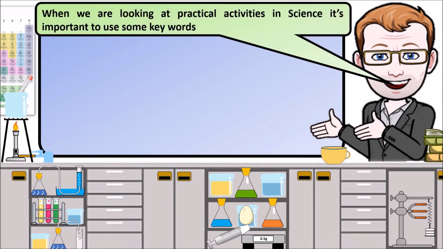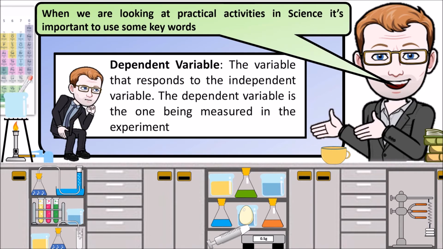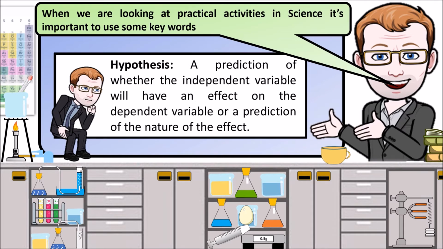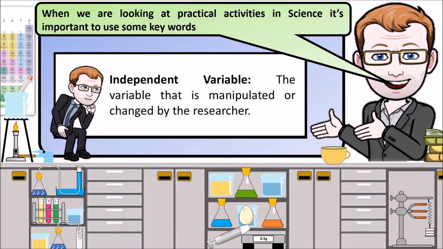So, when looking at practical activities in science, there are some important keywords that we must focus on. A control variable is any variable that does not change during the experiment. The dependent variable is the variable that is being measured during the experiment. A hypothesis is what we think will happen as we go and change the independent variable, and the reason why. The independent variable is the variable which we are changing.